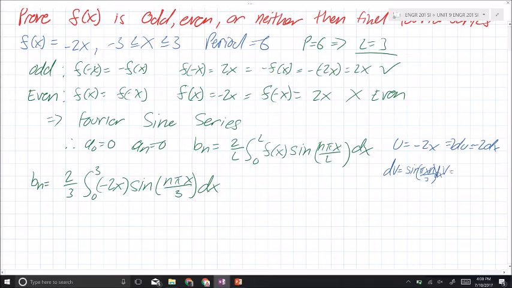And our v would be 3 over n pi cosine of n pi x over 3, because if we take the derivative of this, we should get this. Oh, actually, it makes it negative. Sorry, my bad. Negative for our v.